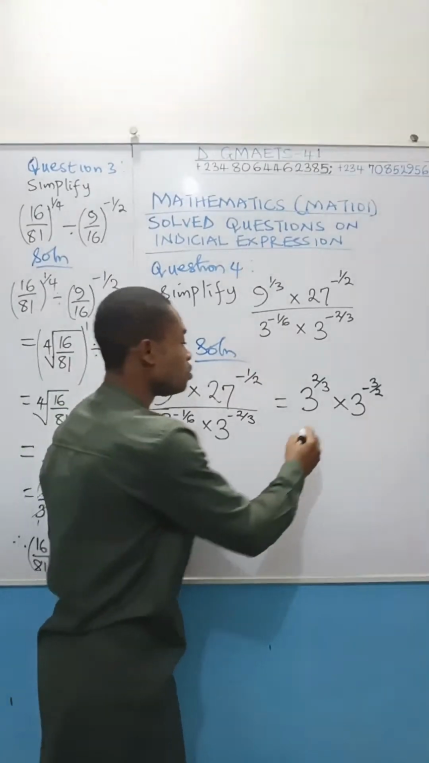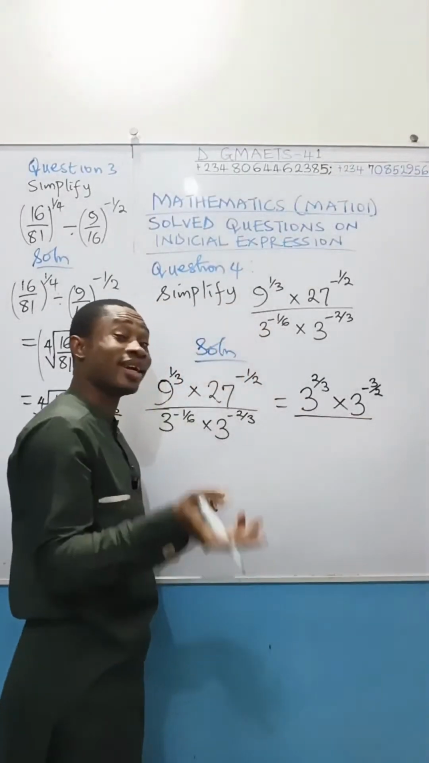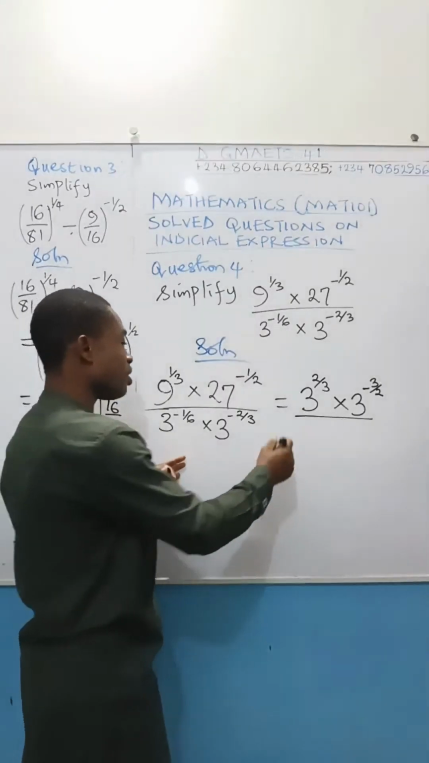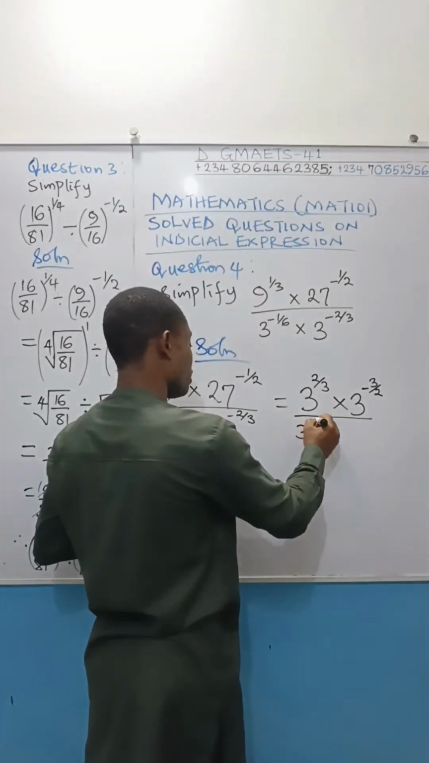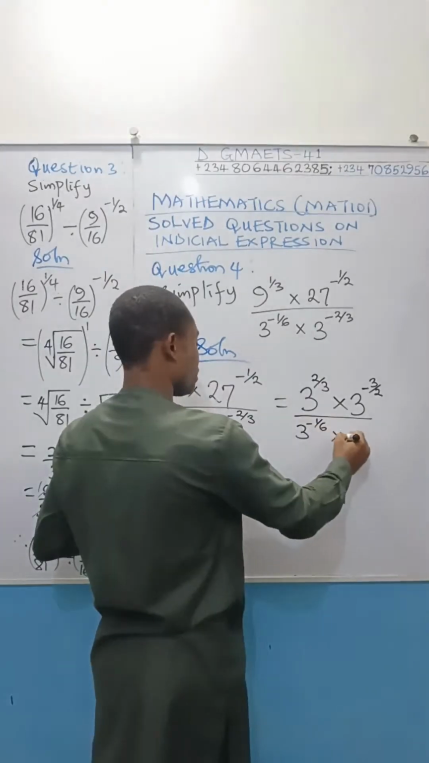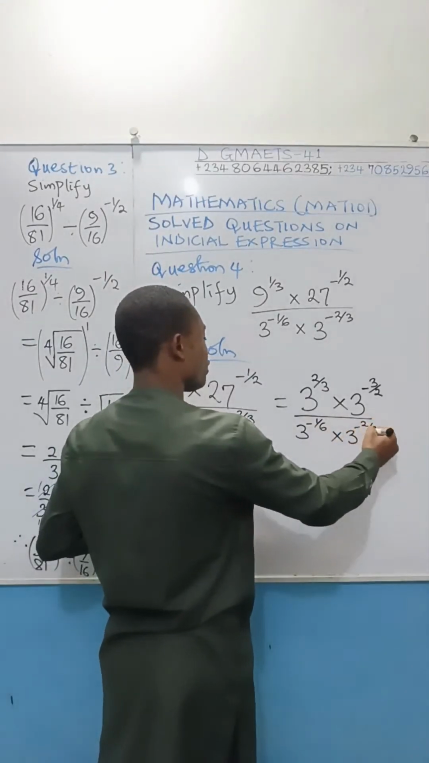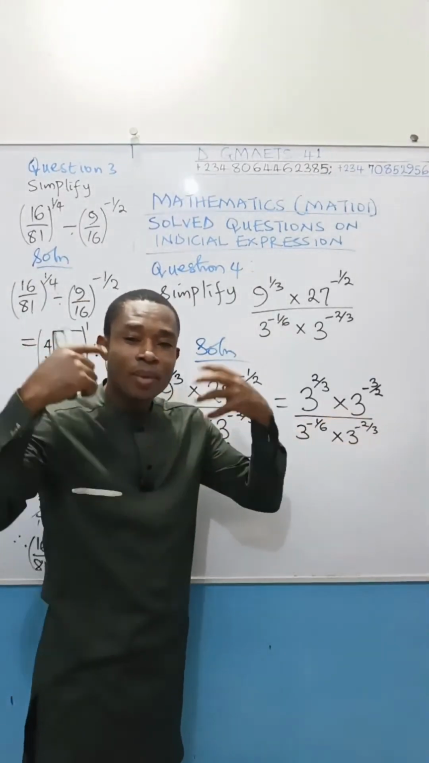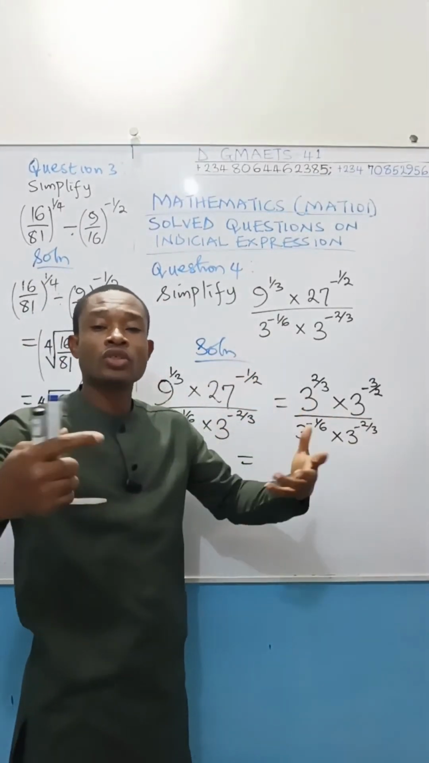Take notes. So you want to know the reason why a particular thing cannot apply to a particular question. Now look at this denominator. Let me still maintain it as 3 to the power of minus 1 over 6 times 3 to the power of minus 2 over 3. Now this is going to be equal to, you apply your laws of indices.